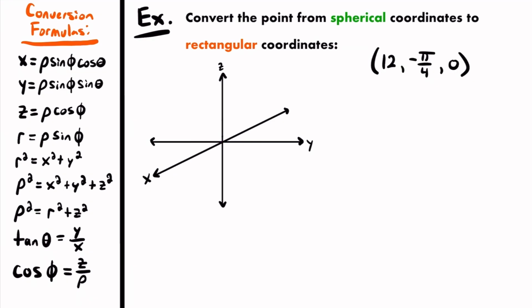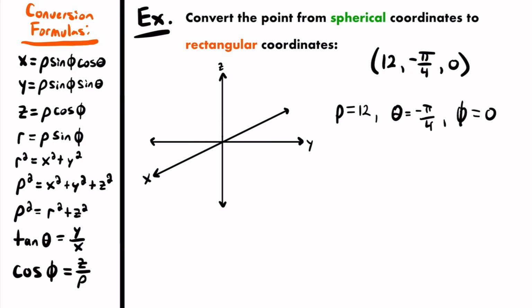Next up, we once again want to convert the point from spherical coordinates to rectangular coordinates. And these are our spherical coordinates, 12, negative pi divided by 4, and then 0. Let's write down explicitly what each of those coordinates are. The first one is rho, the second one is theta, and the third one is phi. So we have rho equals 12, theta equals negative pi divided by 4, and phi equals 0.